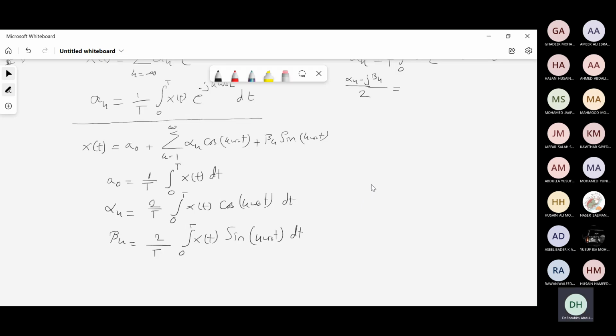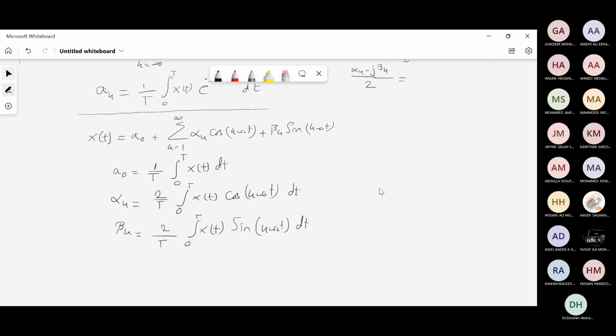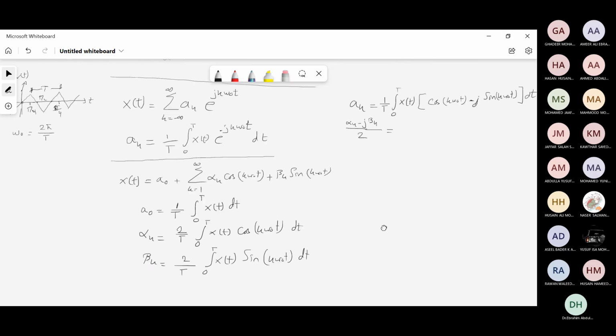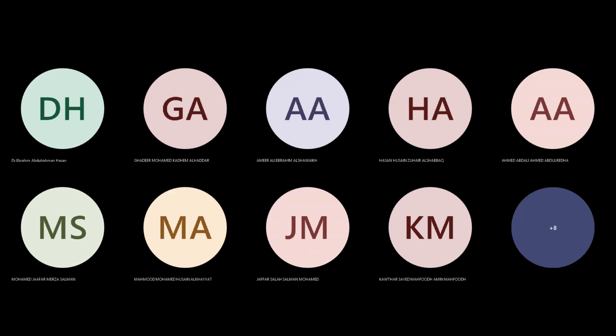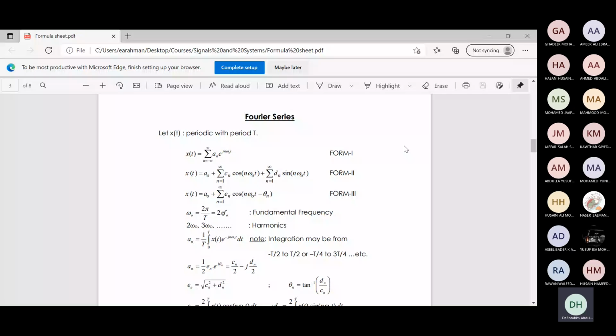Any question? Okay, all these you have in the formula sheet. So this is form number 1, this is form number 2, this is form number 3, as we said here.